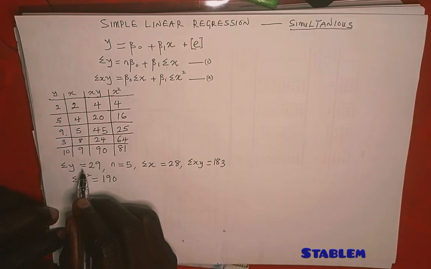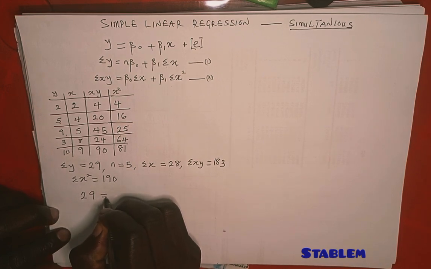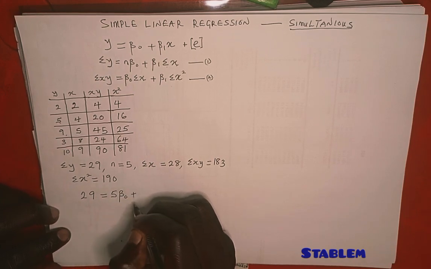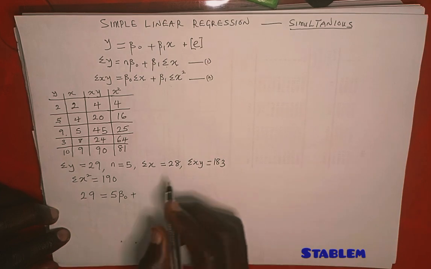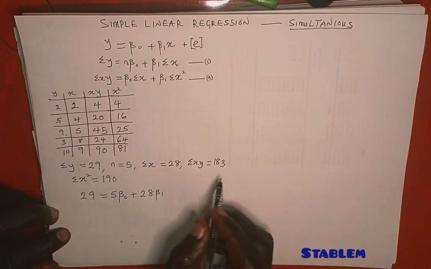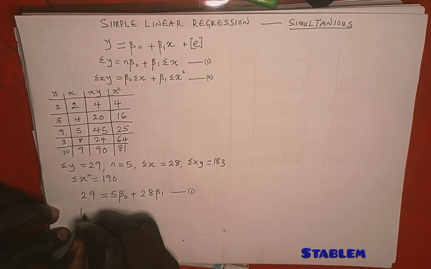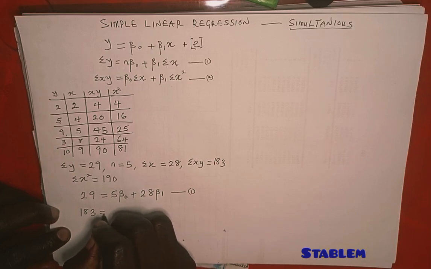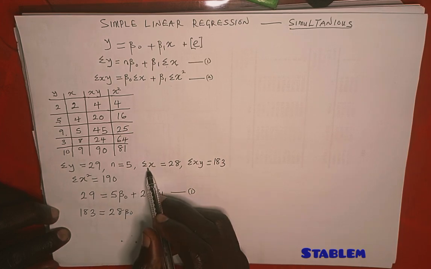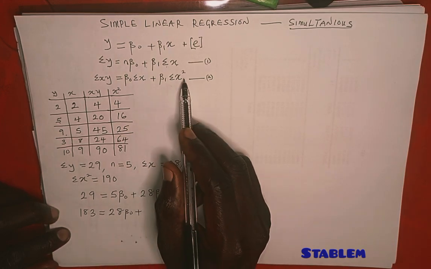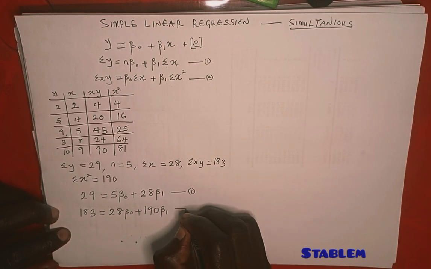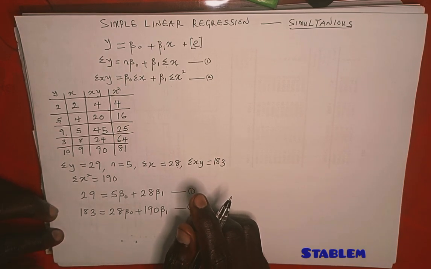So instead of summation y, it is 29. So we have 29 equals m beta naught, that is 5 beta naught, plus beta 1 summation x. We have summation x, which is 28, beta 1. Summation xy is, in equation 2, 183 equals summation x beta naught, that is 28 beta naught. Our summation x is 28. Then we have summation x squared, which is 190, then we have beta 1, equation 2.